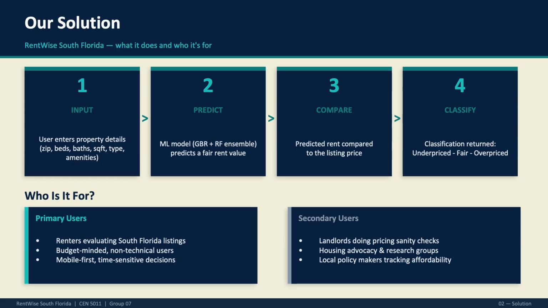Here's how our solution works and how it helps renters make more informed decisions. The user starts by entering the property details, things like the zip code, number of bedrooms and bathrooms, square footage, property type, and amenities. Our machine learning model then predicts what a fair rent should be for that property. We compare that predicted value to the actual listing price, and based on that difference, the system classifies the listing as underpriced, fair, or overpriced.